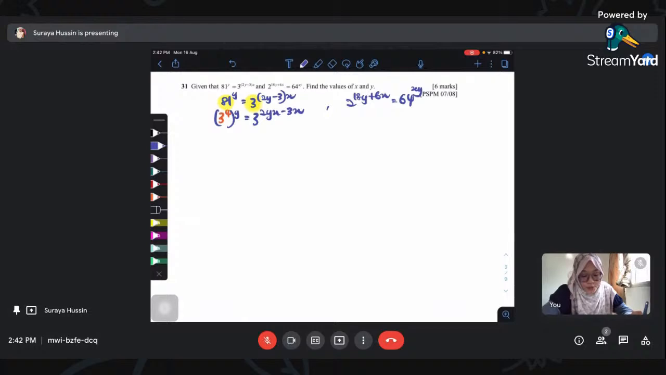Ni saya terus darab masuk, senang. And here goes 3 to the power of 4y is equal to that thing. And there you go, you have the same base already. When you have the same base, you can compare. When you compare the power sahaja.